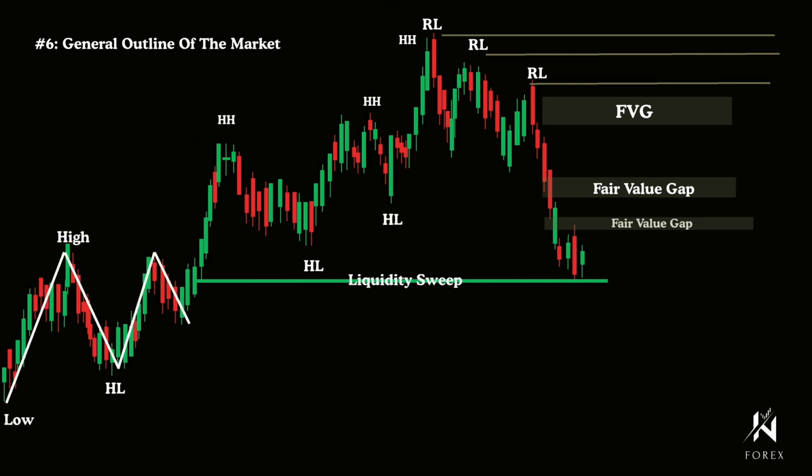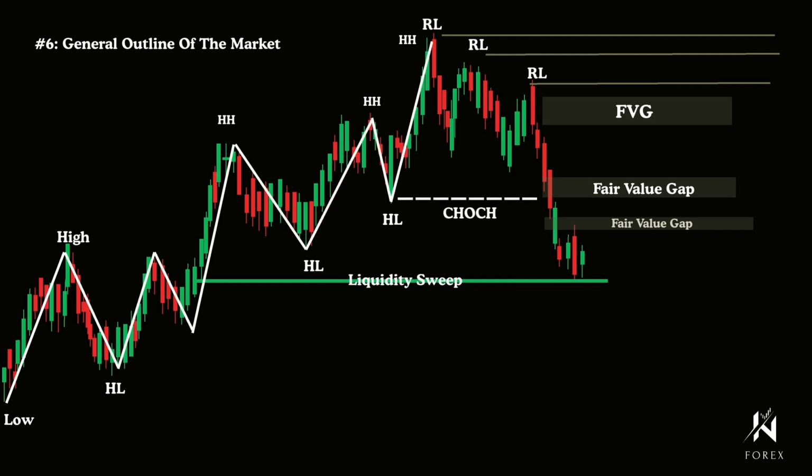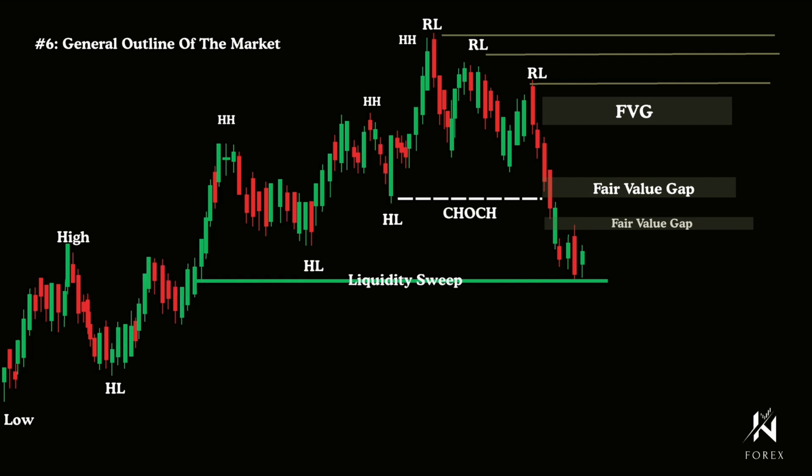Price failed to form a new higher high and instead broke below the previous higher low. This marks a change of character, CHOCH, confirming a potential shift in market direction. Also, take note of the sell side liquidity that was resting below the structure. It's been swept by this move, which adds more confirmation to the shift.